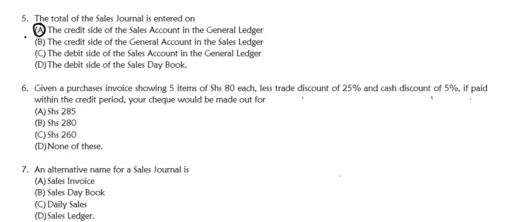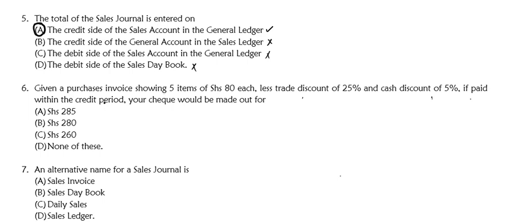So sales that have been made on credit, you will list them in the sales journal. At the end of the period, you have to get the total of the sales in the sales journal. Then you take them to the credit side of the sales account in the general ledger. The rest of the options are just distractors.